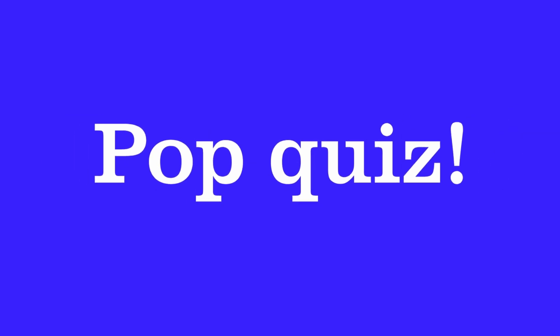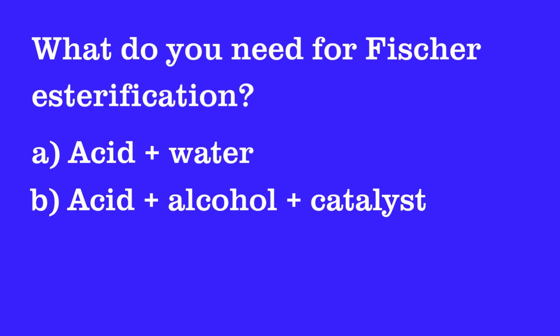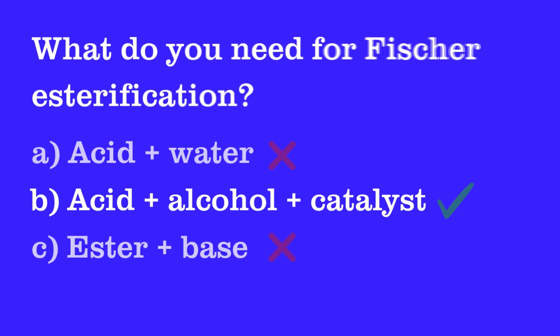Pop quiz. What do you need for Fischer esterification? A. Acid plus water. B. Acid plus alcohol plus catalyst. Or C. Ester plus base. It's B. An acid, an alcohol, and an acid catalyst like H2SO4. That's how esters are born.